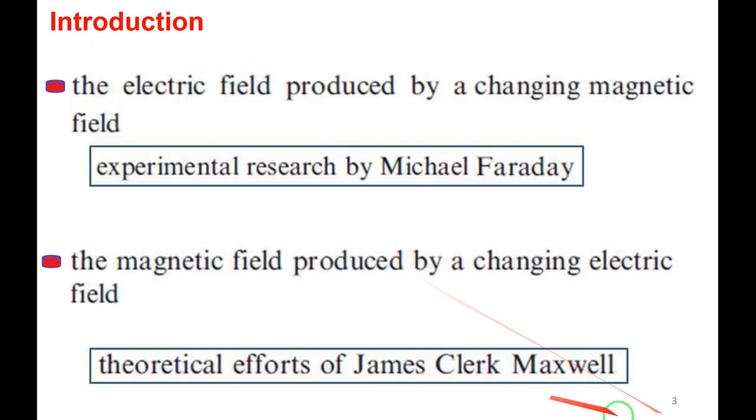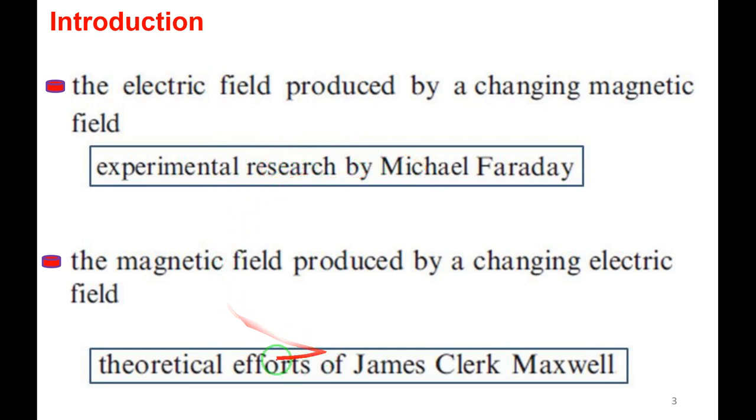Okay, coming to the brief introduction part, Michael Faraday conducted certain experiments, and he found that a time varying magnetic field will produce the electric field. It means a changing magnetic field with respect to time will produce the electric field. This is what Michael Faraday found out by his experiment.